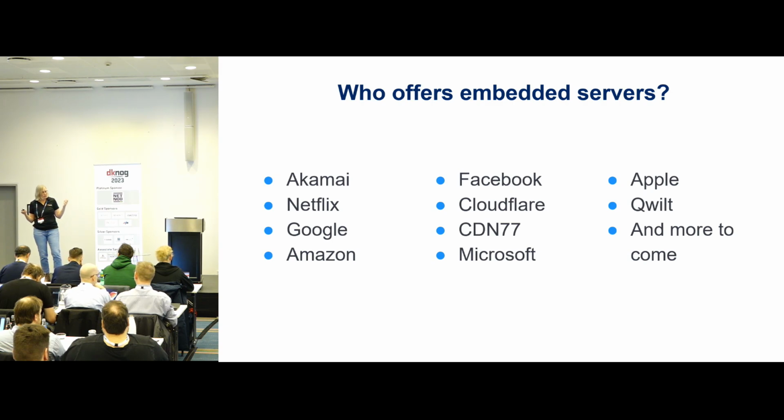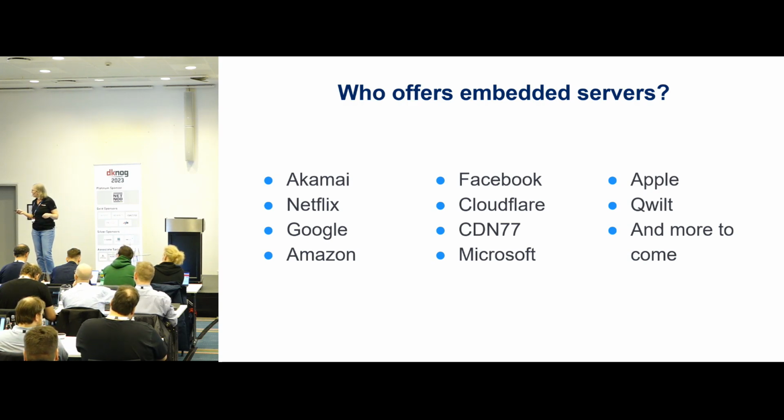So we see now the same ones that I was yelling about 10 years ago, Akamai and Google and what was the third one? Yeah, and Netflix coming up. But we also see that Amazon, Facebook, Cloudflare, CDN77, Microsoft, Apple, Quilt out there, and even some that I don't really know what is, so I haven't put them on the slide. But those are the people that we saw in our customers' network.